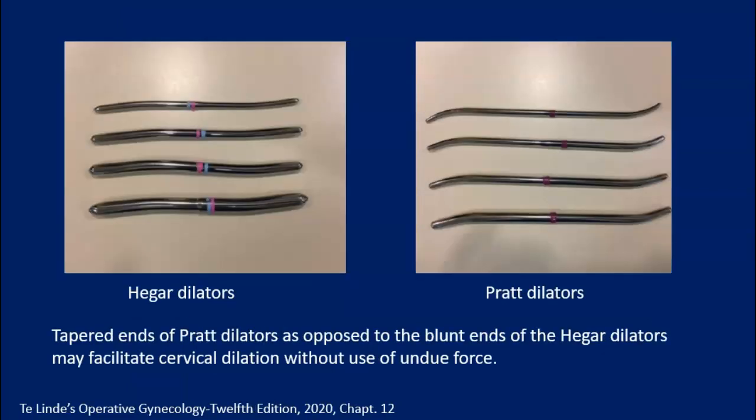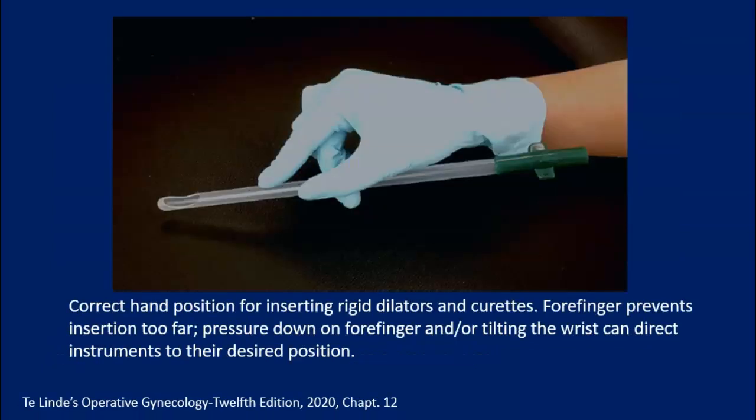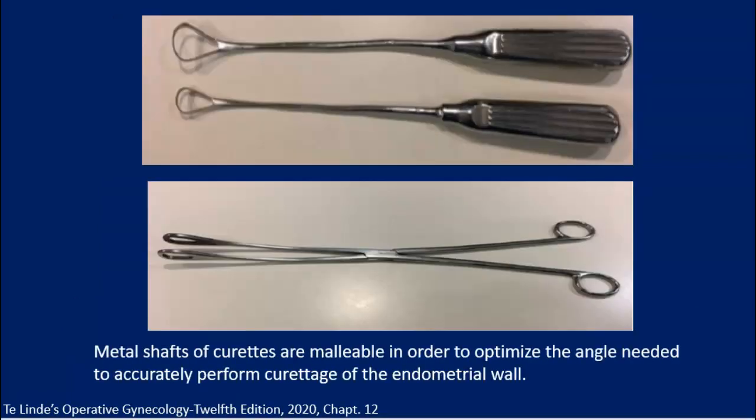This slide demonstrates two of the most commonly used types of dilators for D&C. In particular, the Pratt dilators on the right have a more tapered end to them, and in many instances this helps facilitate cervical dilation without having to exert potentially more force than you wish. This demonstrates the correct hand position for inserting rigid dilators. The forefinger prevents inserting the instrument farther than you intend, and by either pressure down on the forefinger or tilting the wrist, you can direct instruments to their desired position once they enter the uterine cavity.